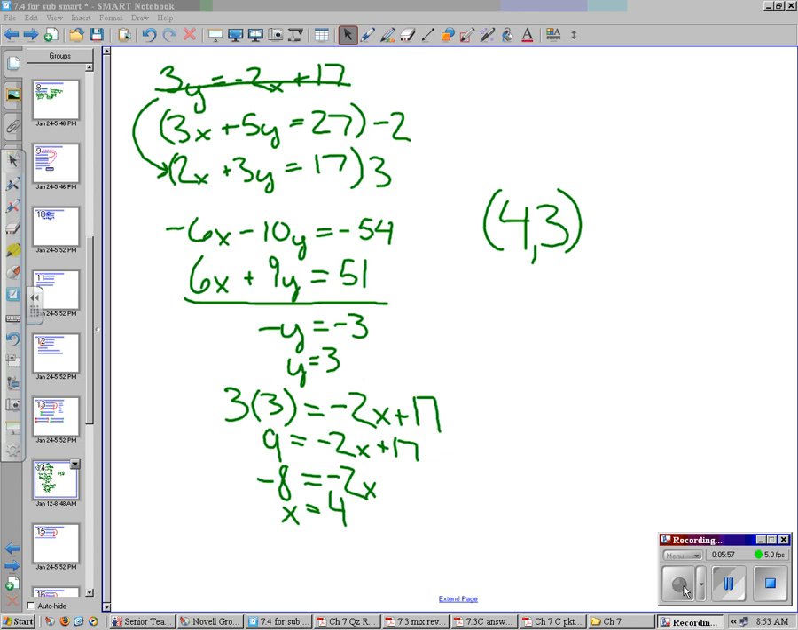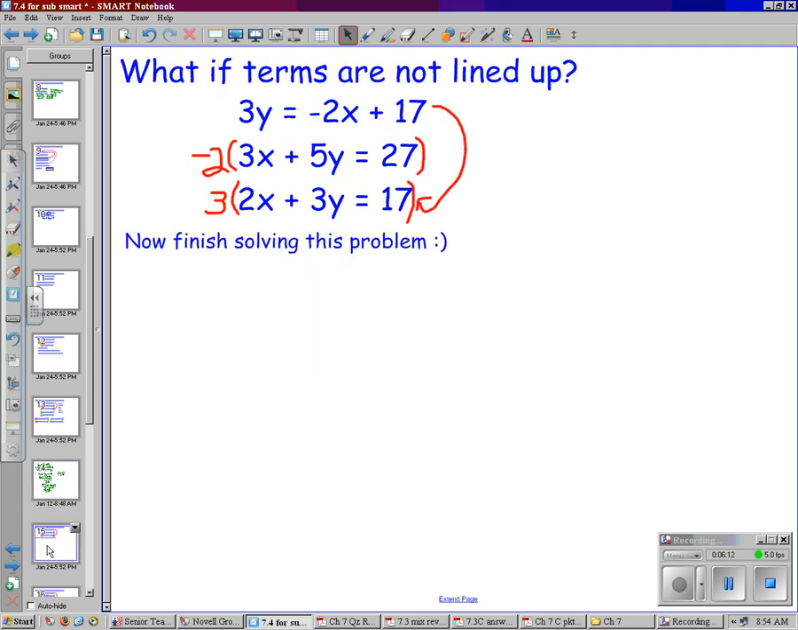Everybody got 4, 3. All right, wonderful. Process is done correctly on the smartboard as well as now on the whiteboards. Any questions in regards to that? Or let's see here, when the terms are not lined up. Got that already.